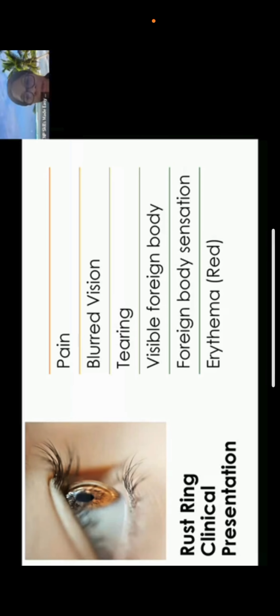Typically, patients, when they come in, they're coming in for a reason, right? So some of these symptoms can be pain, blurred vision, tearing, visible foreign body sensation, or erythema or redness.